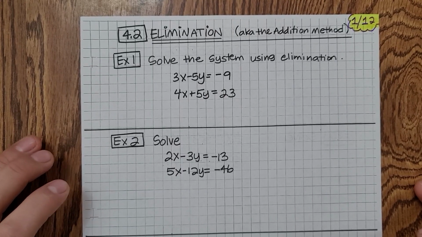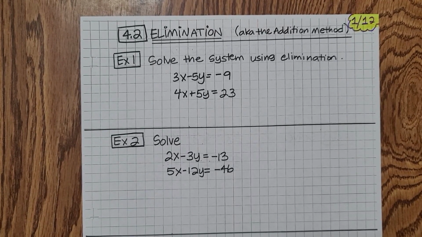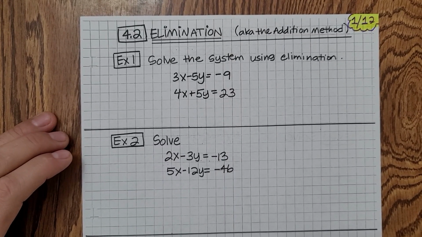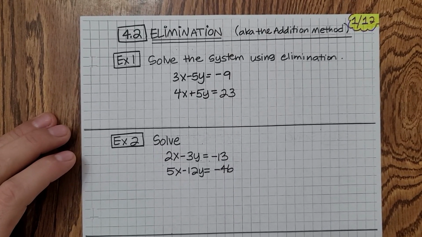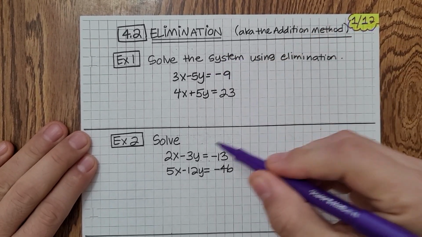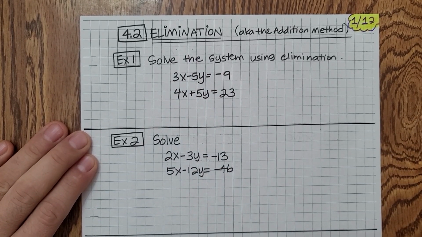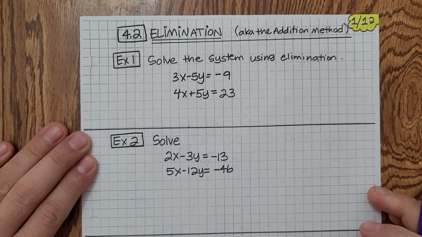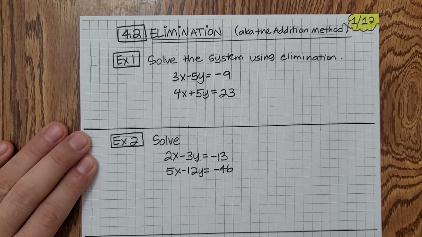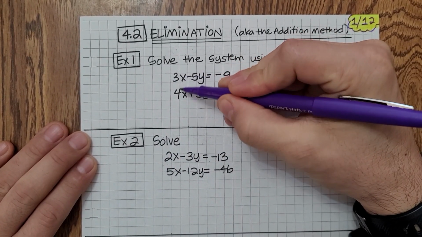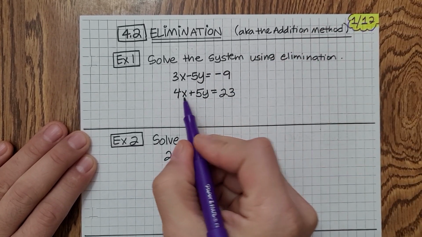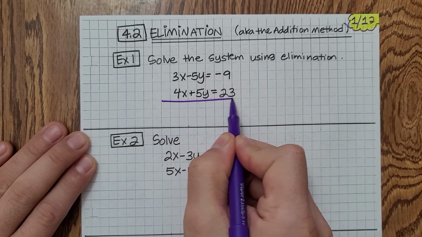Now, our first example, 3x minus 5y equals negative 9 and 4x plus 5y equals 23, is perfectly set up for the elimination method. I like to write them in standard form if they're not written in standard form already, ax plus by equals c, so we have what I call vertical alignment. Our x's are vertically aligned, so are the y variables, so are the equal signs, and so are the constants. In this case, I'm just going to draw a line.